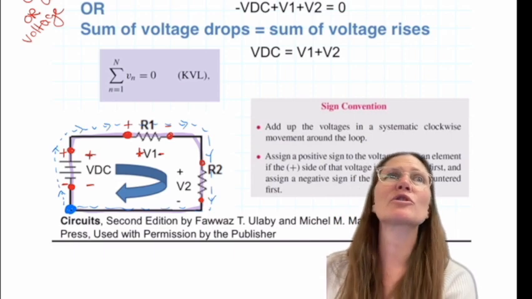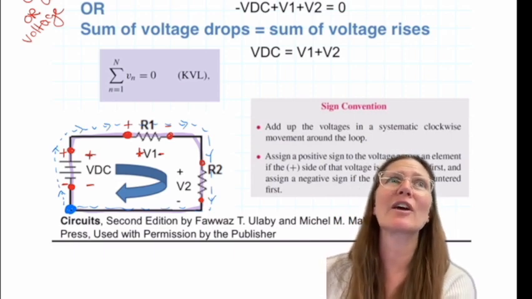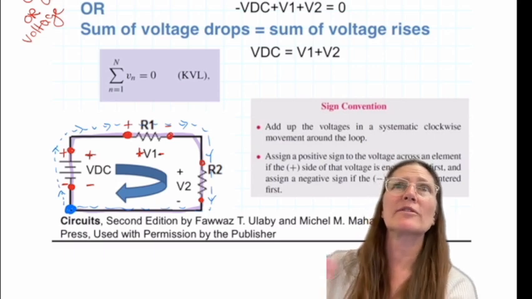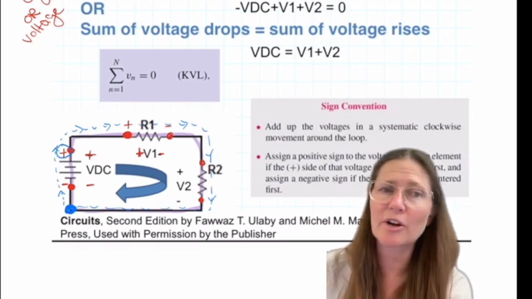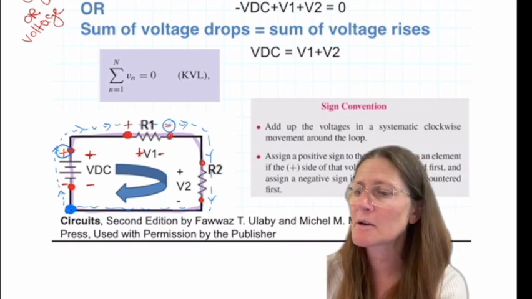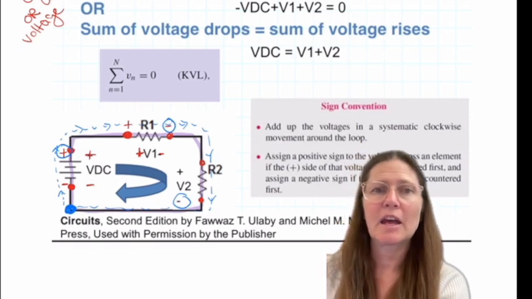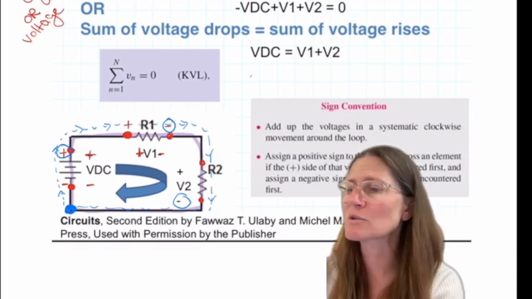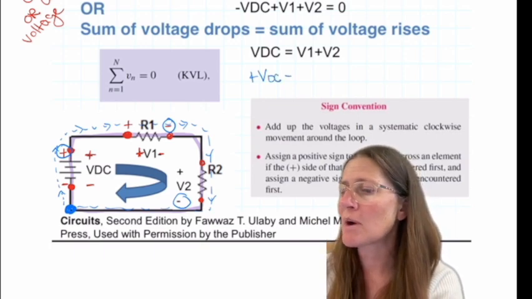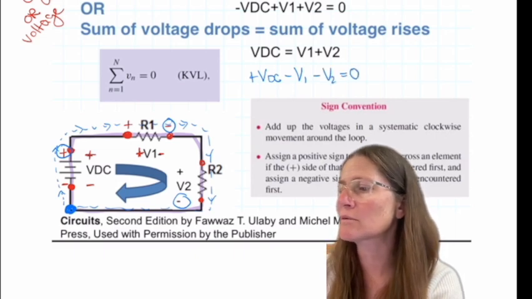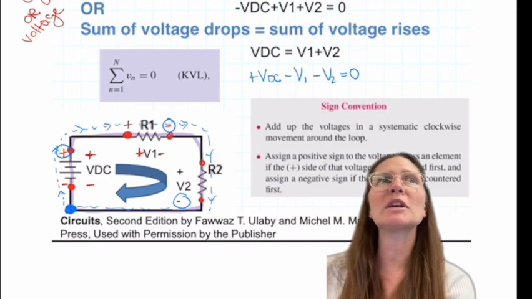I'm then going to circle the polarity as I go through it. So that would be plus here, and minus here. And that would be my summation. So this would be a plus VDC, a minus V1, and a minus V2 equals 0. And that would be how I would write that voltage loop.